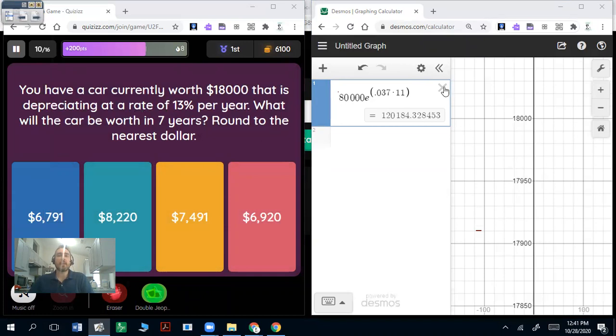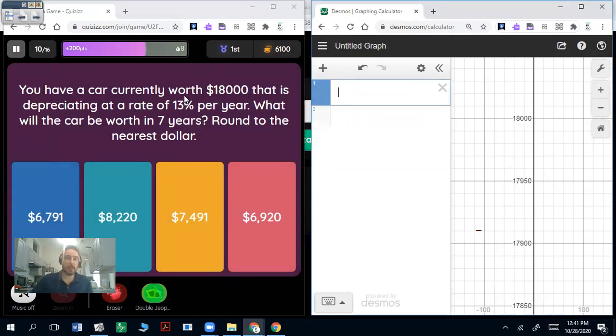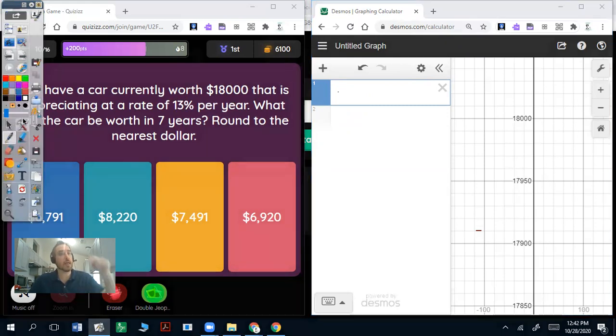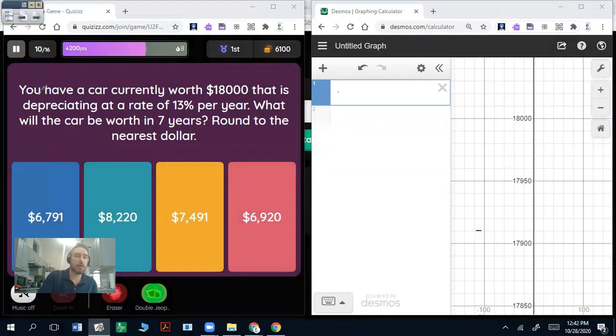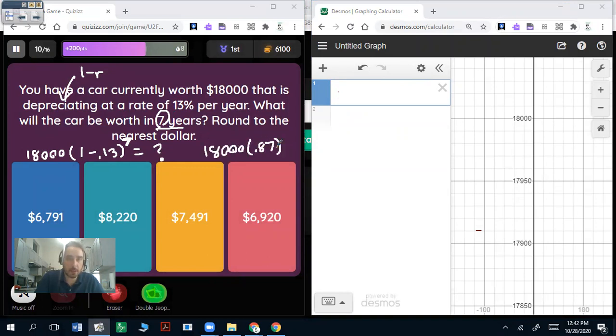You have a car currently worth $18,000 that is depreciating at a rate of 13% per year. What will the car be worth in 7 years? Round to the nearest dollar. Depreciating means decay, going down. 1 minus the rate. What's it going to be worth in 7 years? So 18,000 times 1 minus 0.13. That's your exponent. Your time is always going to be your exponent. We want to know what's it going to be after 7 years. So it's going to be 18,000 times 0.87 to the 7th power.